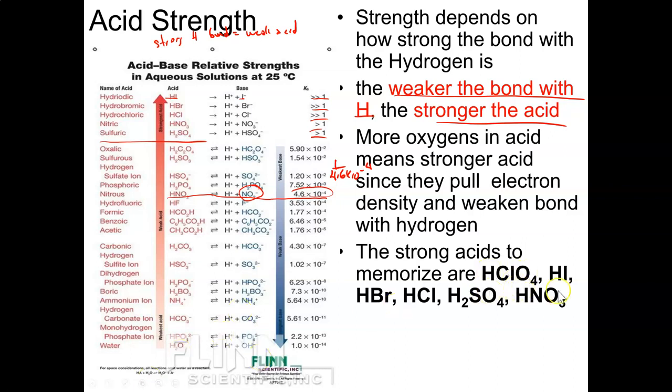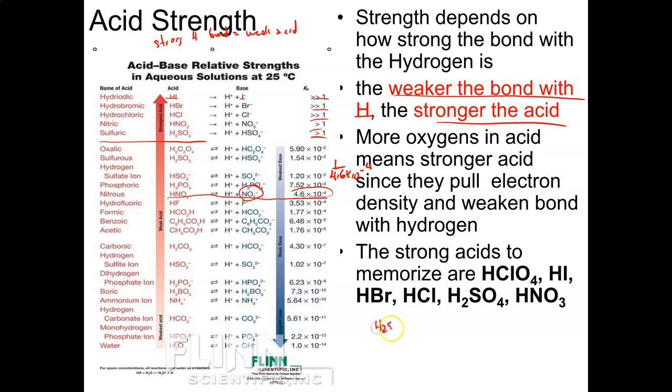Here are your strong acids again, in case you didn't memorize them. The other thing you want to pay attention to: the more oxygens you have, the stronger the acid. The reason for that is that the oxygens pull electron density away from whatever is bonded to the H, and as a result, it weakens that bond with the H. So if you have a weak bond with the H, what do you have? Stronger acid.